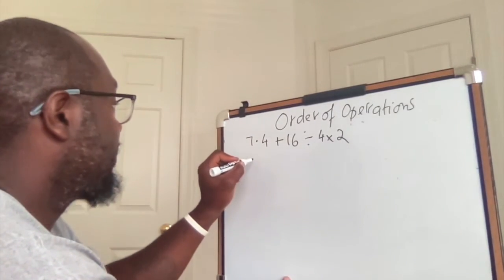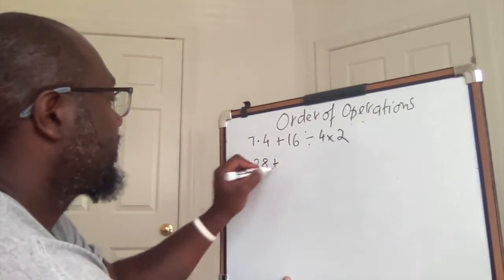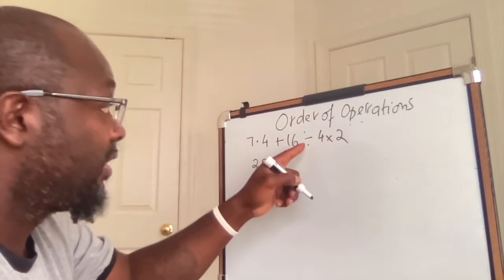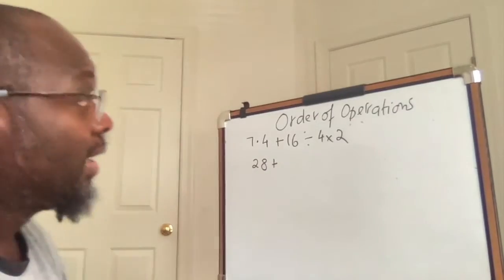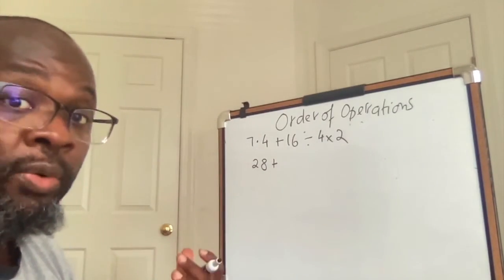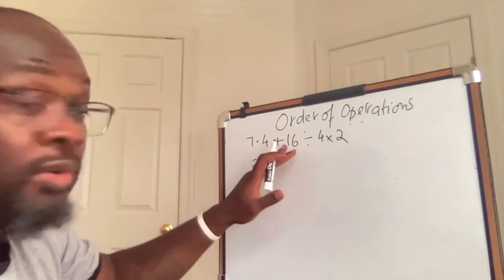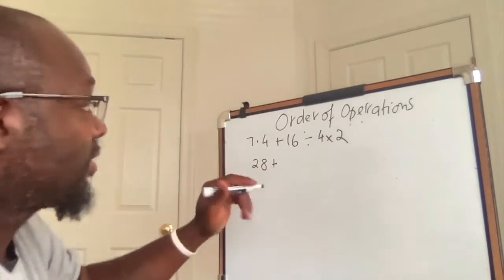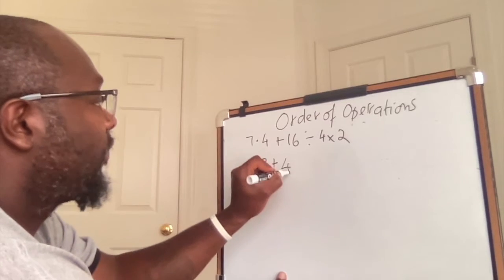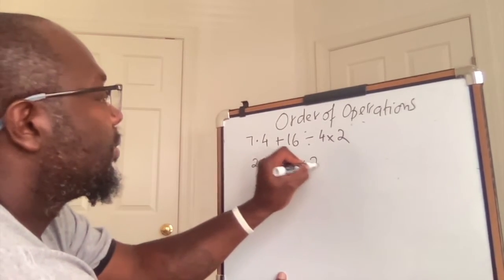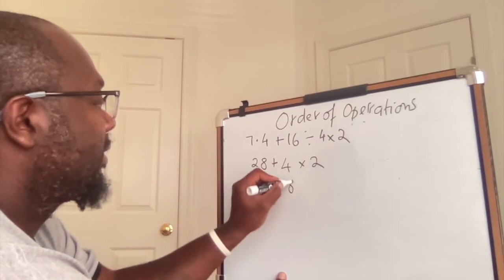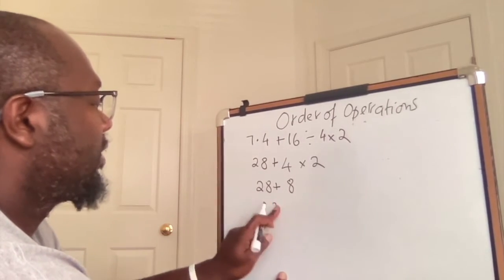So I have 7 times 4, that's 28, plus I have 16 divided by 4 times 2. Now I have a division here and a multiplication. They have equal power, but to be safe, it's better to go from left to right. So I'm going to do the division first. 16 divided by 4 is 4, times 2. Now, 4 times 2 is 8. So it's 28 plus 8, which is 36.